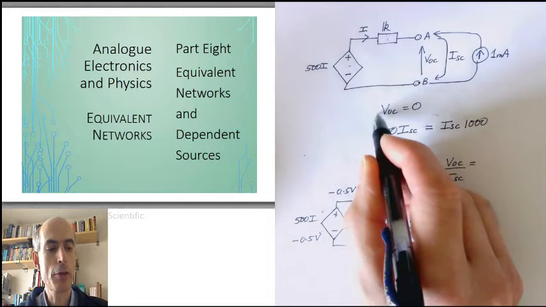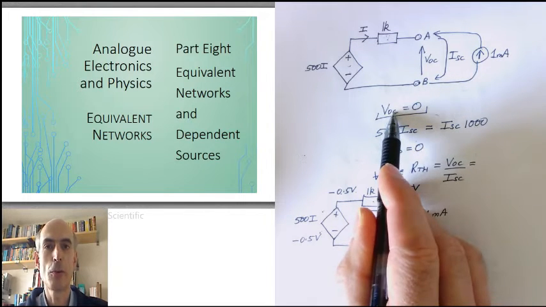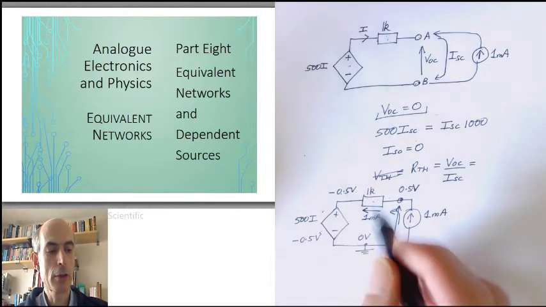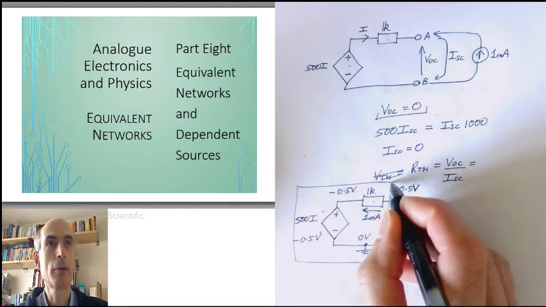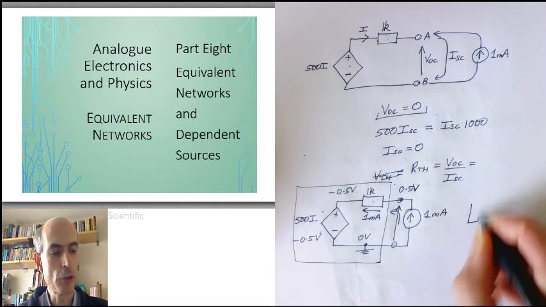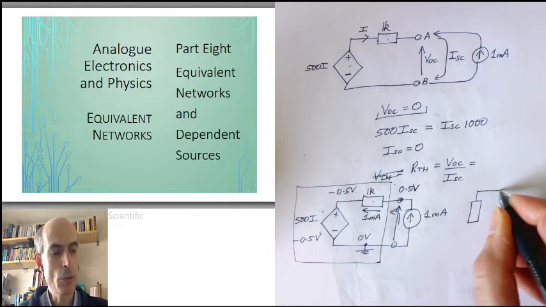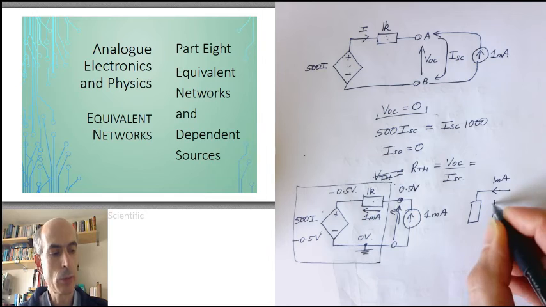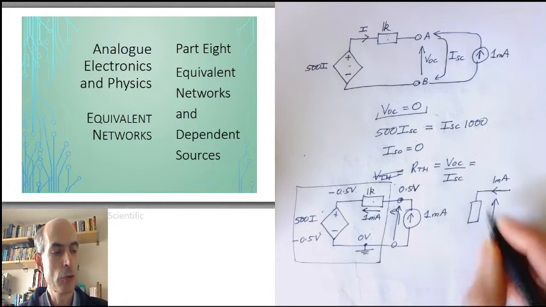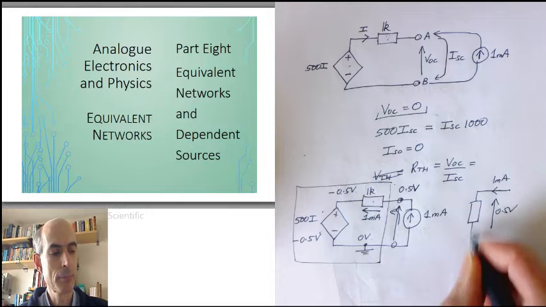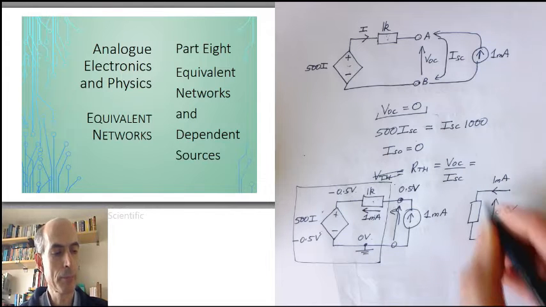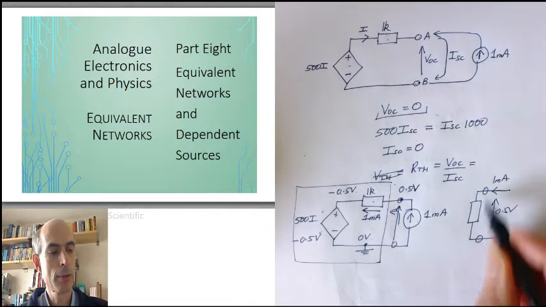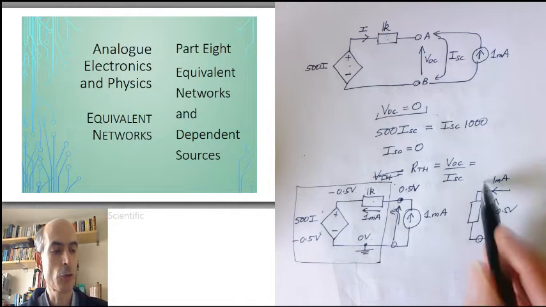I know that the Thevenin equivalent voltage is 0 because my open circuit voltage was 0. So my Thevenin equivalent network for this network is just a single resistor. And I now know that if there's 1 milliamp flowing through this resistor, then I will get 0.5 volts across the resistor, across my equivalent network. From there to there is 0.5 volts. That would be true for my equivalent network here as well.